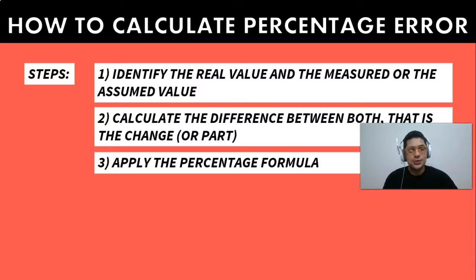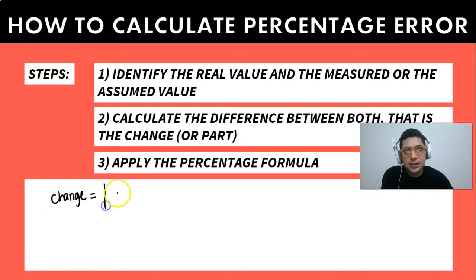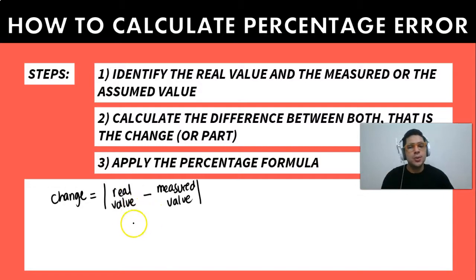And now we're going to use the percentage formula, right? So we are going to have the change is going to be equal to the difference between the real value minus the measured or estimated value, right? And that number is always going to be positive because we have the absolute value bars. So that is always going to be a positive value. And after that, we're going to apply the percentage formula.